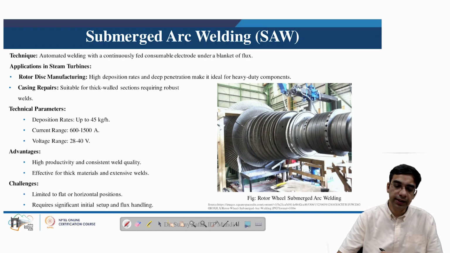So the process can have deposition rates of the order of 45 kilograms per hour with a current range of 600 to 1500 amperes and a voltage range of 28 to 40 volts. The process of submerged arc welding yields high productivity, consistent weld quality, and is effective for thick materials and extensive welds.